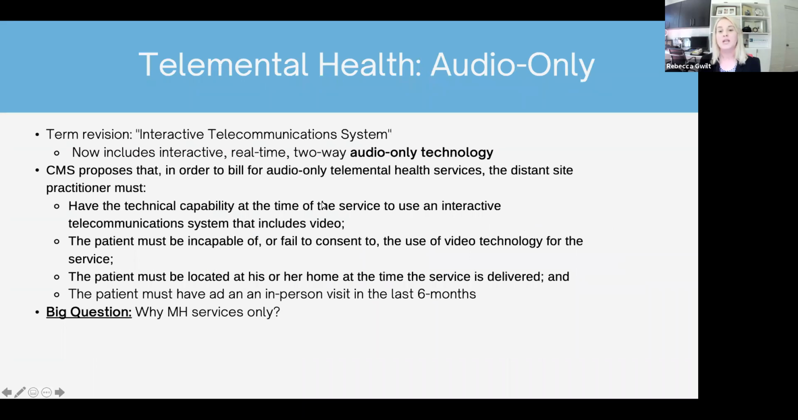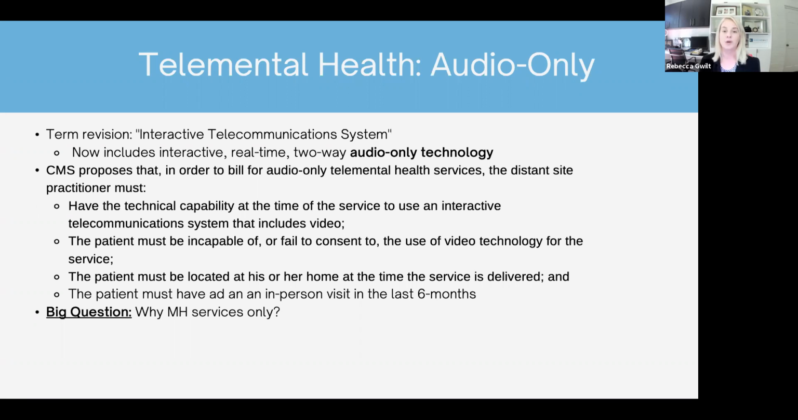Thanks. The other change was that they are now reinterpreting interactive telecommunications system, which used to require face-to-face, real-time video, to include two-way audio-only technology for the delivery of mental health services. But again, this is a great win. We can do audio only. That gives us access to folks that don't have solid broadband, folks that don't have smartphones. It really expands access to some of the more vulnerable patients.